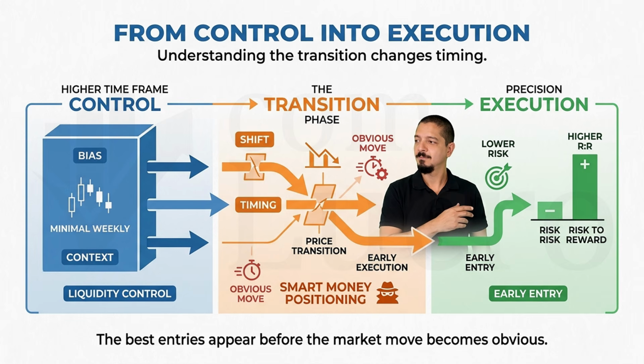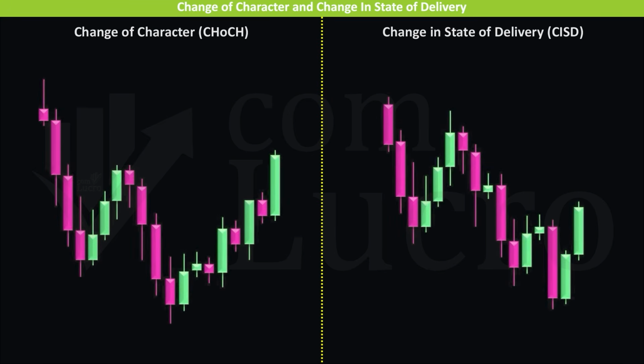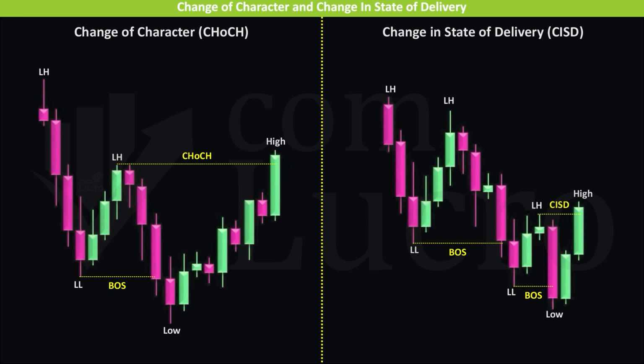Before we go deeper into execution, there is a key concept you need to understand. This next clip explains how price transitions from control into execution, and why understanding this process can dramatically improve timing and risk to reward. Most traders look for confirmation in structure, but the real shift in the market often happens before structure clearly breaks. If you understand how price transitions from control to execution, you can spot reversals earlier and enter with much better risk to reward.